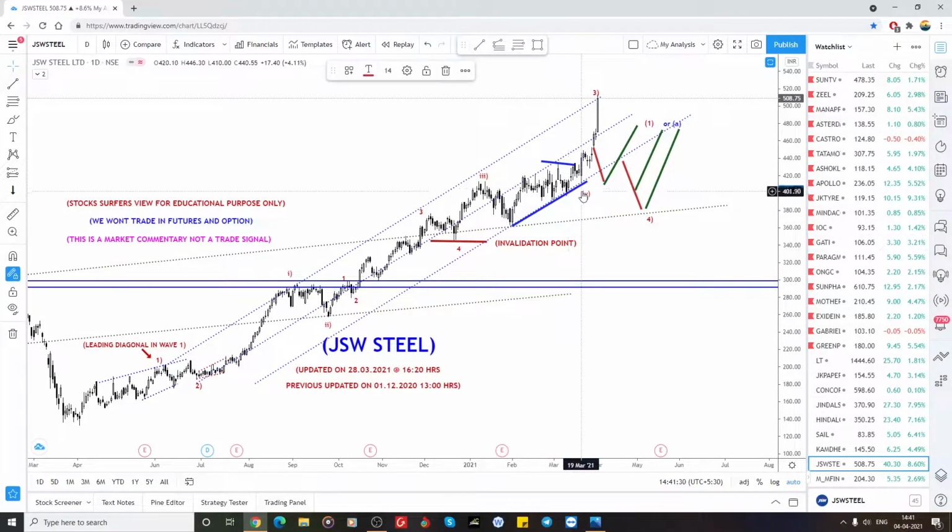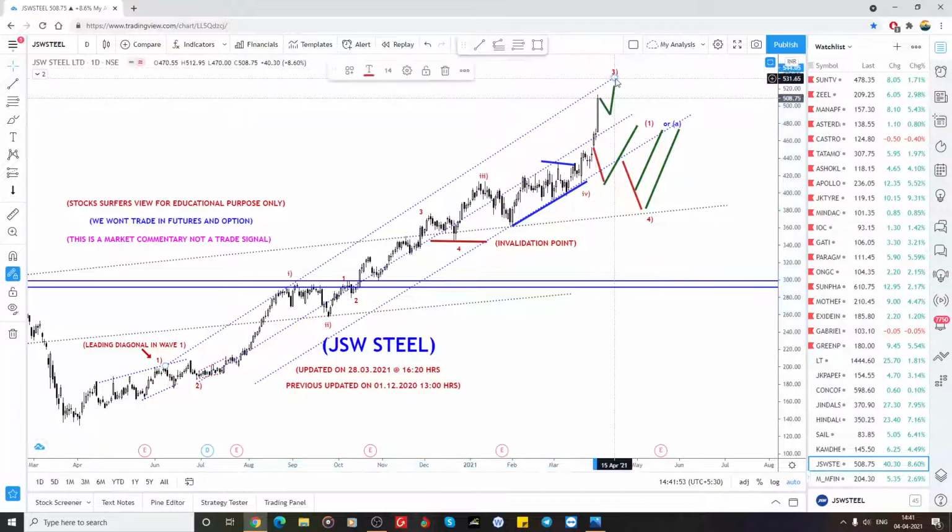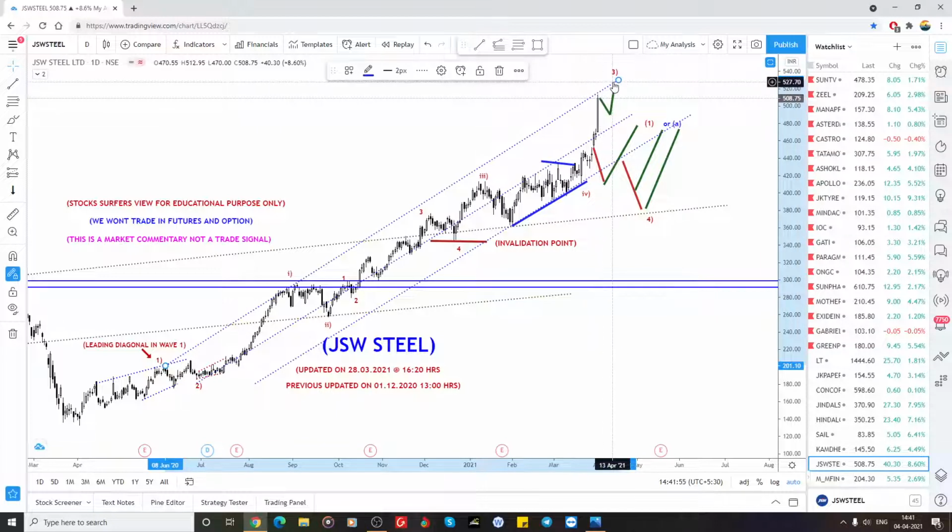it could be a triangle in the fourth wave, where 1 2 3 got completed, and again one more three-wave structure in the pullback for the fourth wave, then the intermediate fourth wave, and then one more fifth wave is also getting ready. So in that case, it could be like this also. So I'm still expecting the third wave can go around 532 to complete the 5-wave structure in the third wave. After that, we can expect the bigger fourth wave. So that we will see.